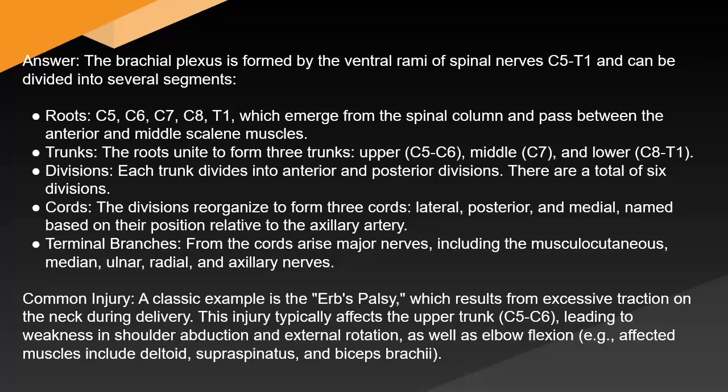Common injury: a classic example is Erb's palsy, which results from excessive traction on the neck during delivery. This injury typically affects the upper trunk, leading to weakness in shoulder abduction and external rotation, as well as elbow flexion. Affected muscles include the deltoid, supraspinatus, and biceps brachii.